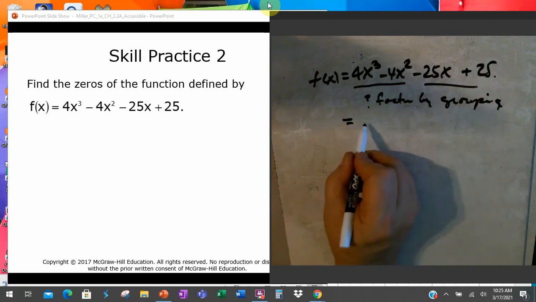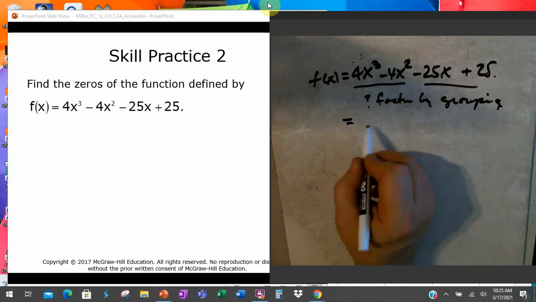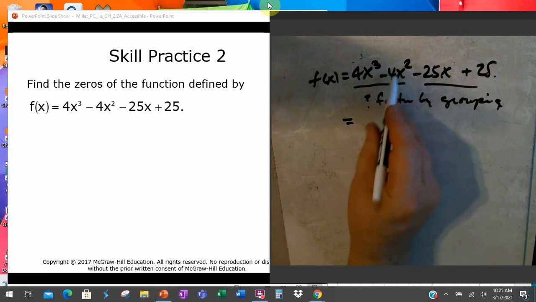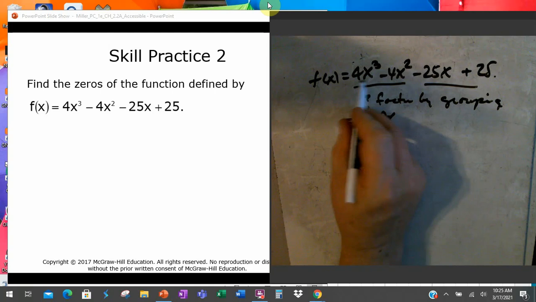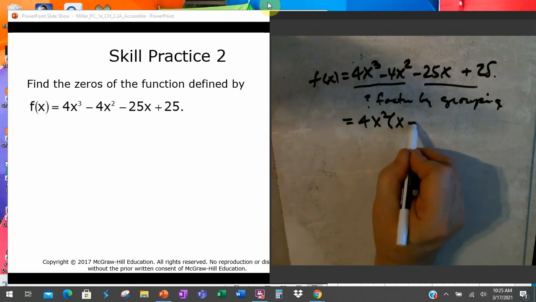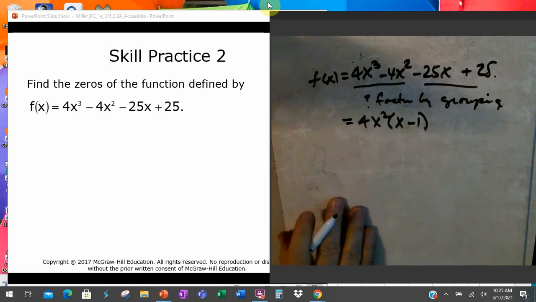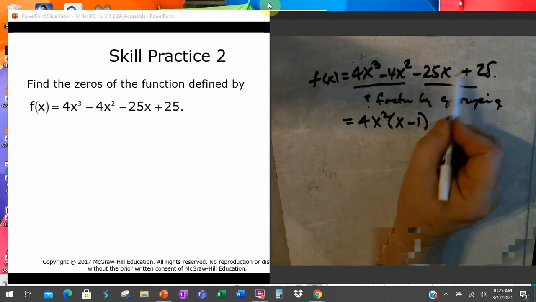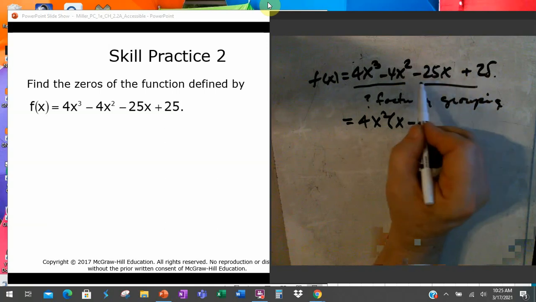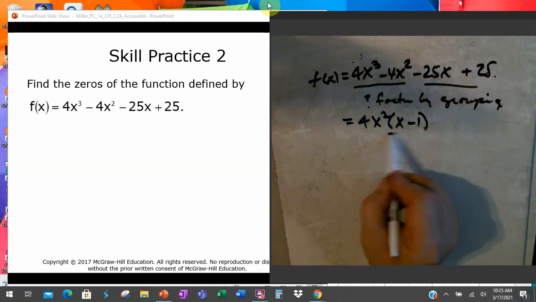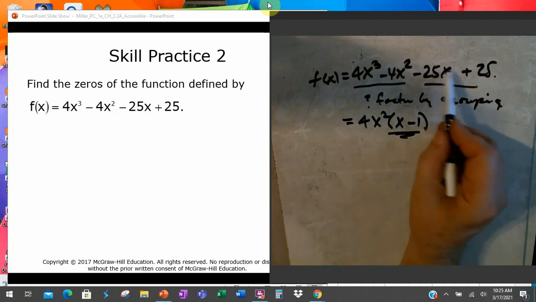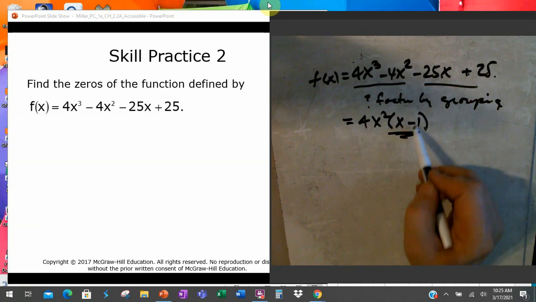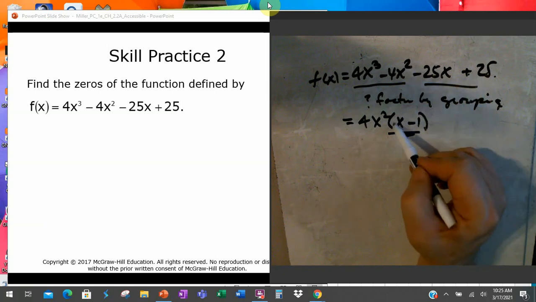So I want to say 4, I can take out a 4 from here, 4x squared, and this would be just a x minus 1, okay? And then I want to see if there's anything that I can do to turn this thing into something that looks like a x minus 1. I see that I can do that. This needs to be a negative. That's a negative, and it needs to be a positive.